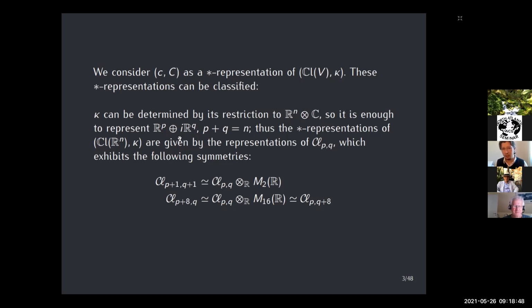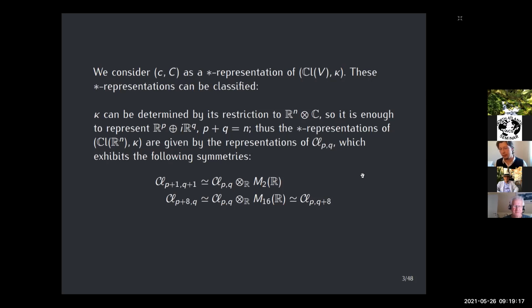And this can be decomposed into a real subspace and an imaginary subspace, dimensions p and q respectively. And so the star representations of our star algebra here, the complex Clifford algebra with charge conjugation, are just given by the ordinary representations of a real Clifford algebra of signature (p,q), where these p,q are the same as the p,q coming over here.